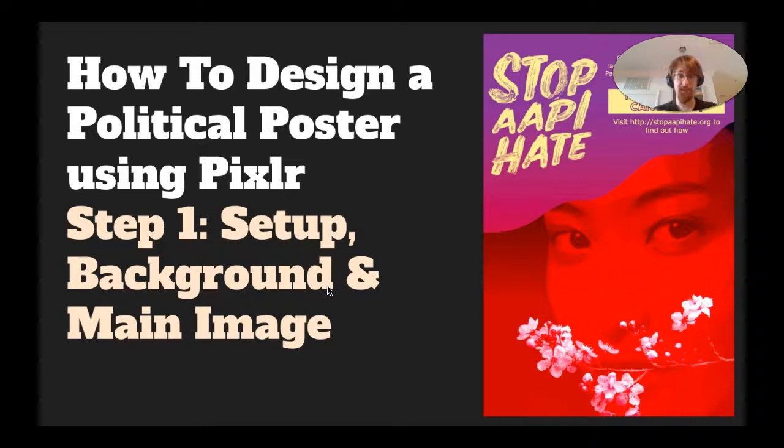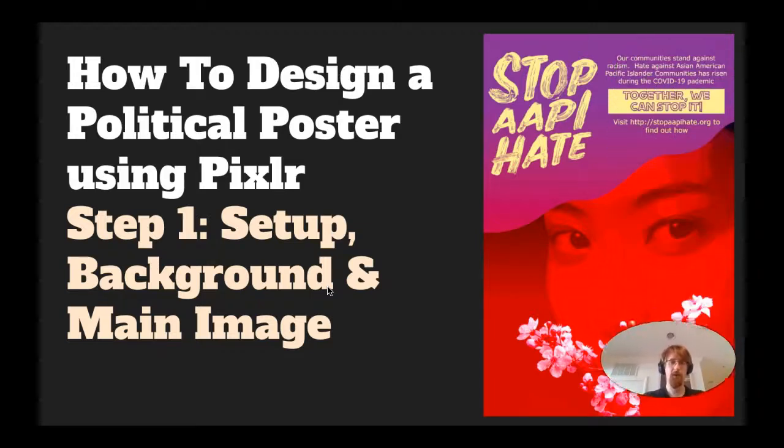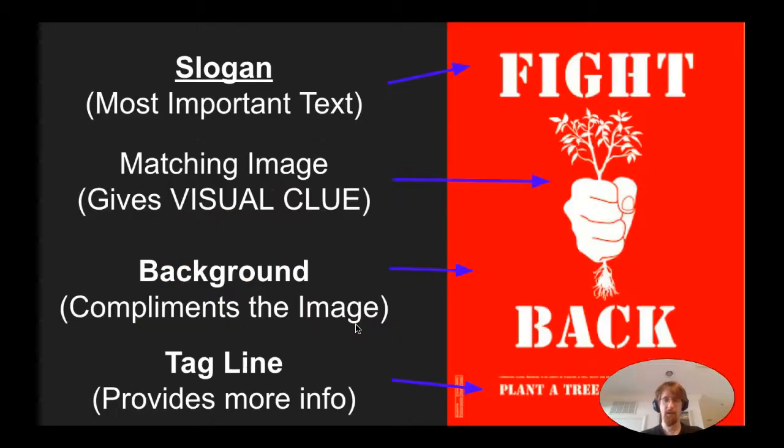So when we look at these examples, again, you only want to focus on background color and matching image and the shapes that you see within those images. The key thing to focus on is every political poster has a catchy slogan that is usually the biggest. Then there's some sort of matching image or graphic that gives you a visual clue of what the issue is. It also is meant to draw the viewer in, evoke emotion, and grab people's attention.